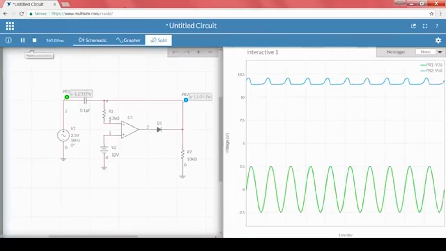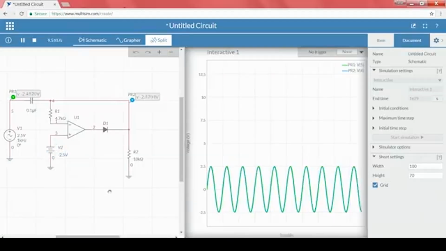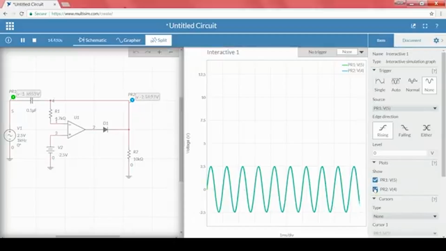Now, if you see the circuit, let me change V2 to 2.5. Now, if you clearly observe, the green represents our input. Let me enable and disable them one by one. PR1 is the input, and PR2 is the output. I am disabling PR2 so that we can see only PR1. This green represents your input. The peak value that we are applying is 2.5 volts, so peak to peak is 5 volts. It looks similar to what we have applied.